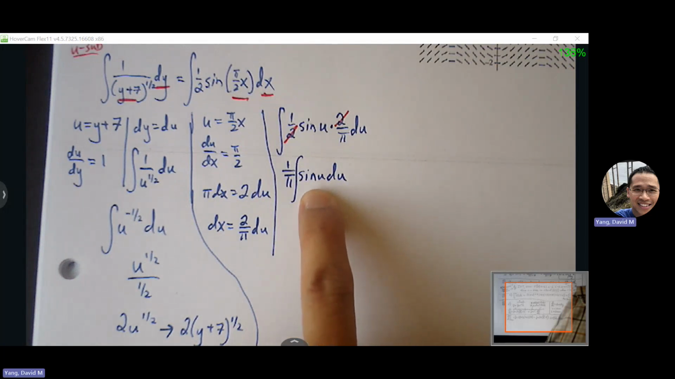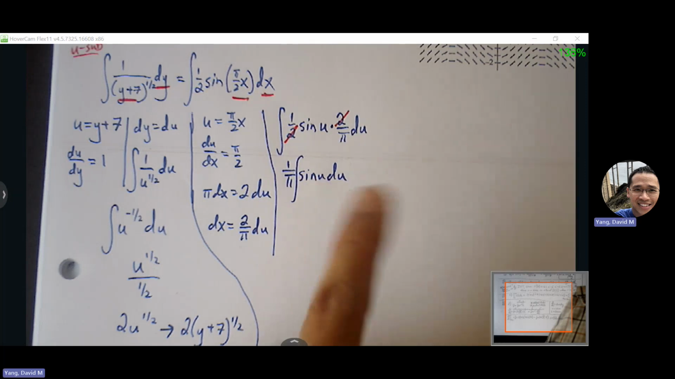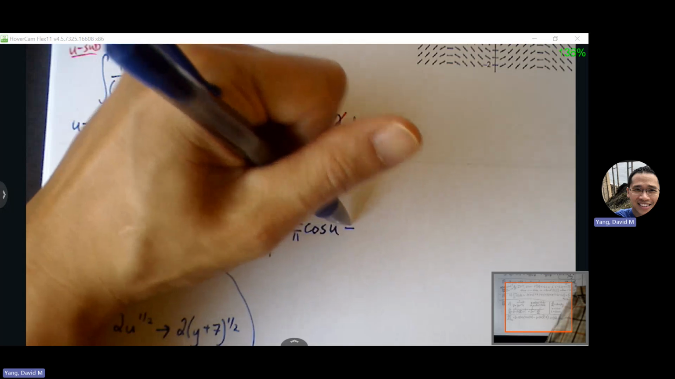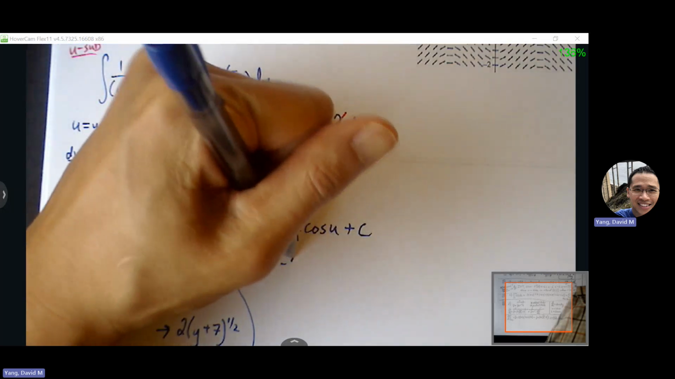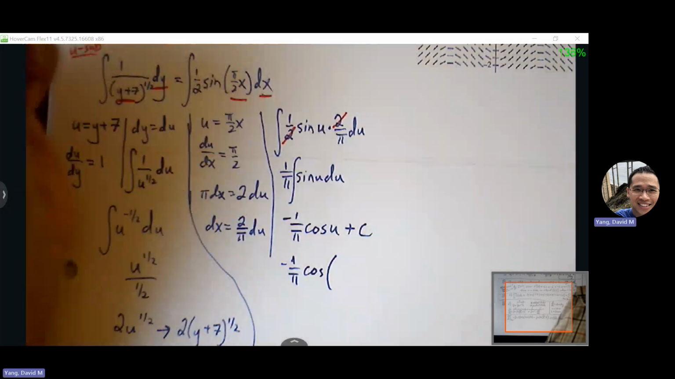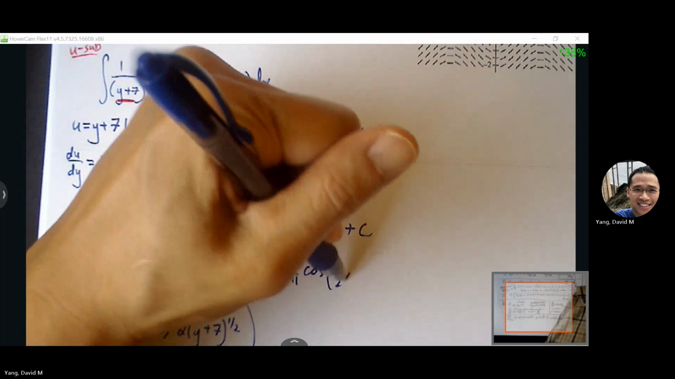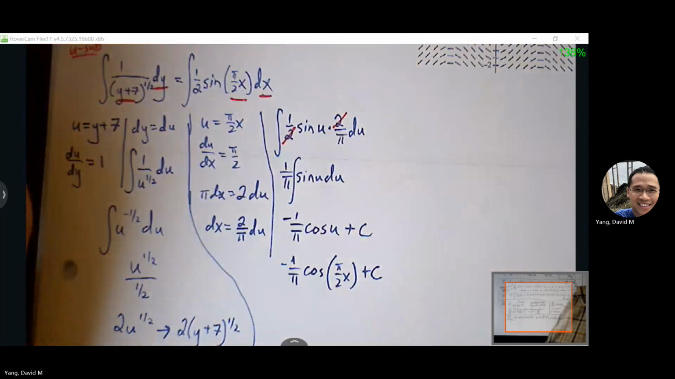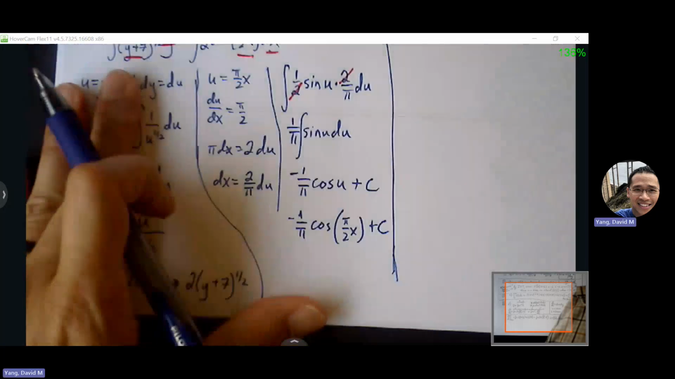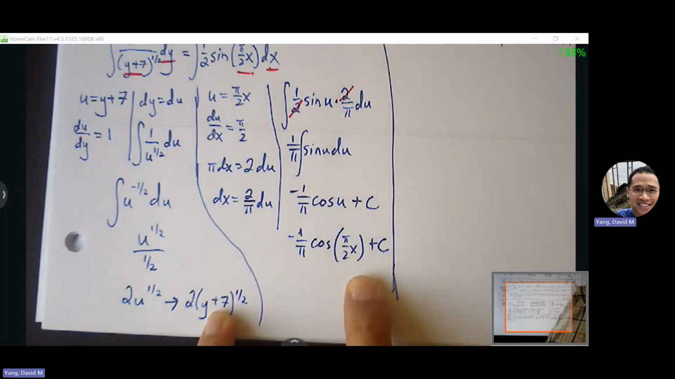Okay. And then, do you guys remember what's the integral of sine? Negative cosine, yeah. So negative 1 over pi cosine of u plus c. And then we can bring back our original variable, which is pi over 2x. All right, final stretch here. We have these two that we can finally set equal to each other. And then we have 2 more things left to do. We got to solve for c and we got to solve for y.